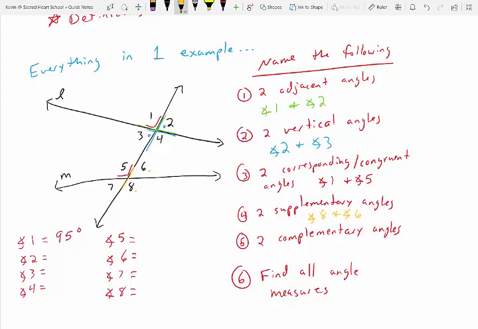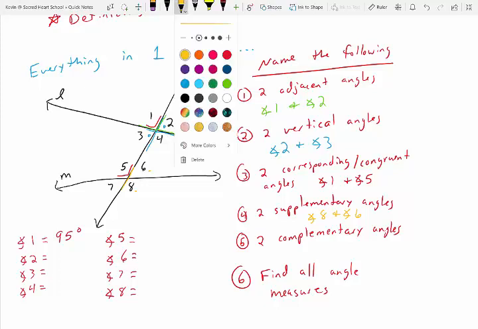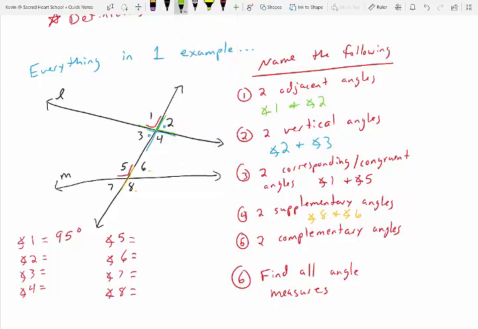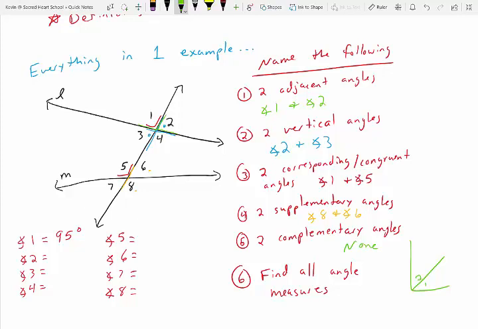2 complementary angles. Complementary angles need to add up to 90. If we look at this, there are no angles that add up to 90, so there are none from this example. It would be something that looks like this. So this angle and this angle would be complementary. And the last part is we need to fill in all the angle measures.